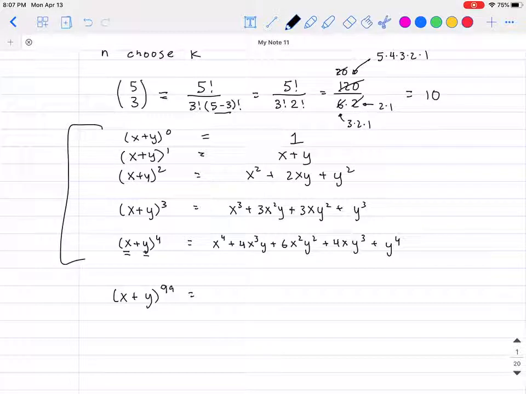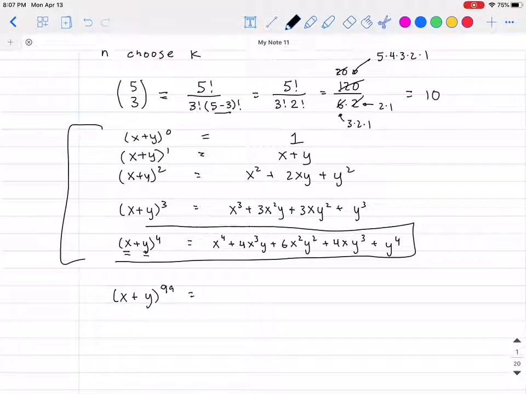So the first thing I want you to notice is, let's take this example for the time being, just as a kind of model. You'll notice that there is a pattern being generated here that's easily followed. The first term is x to the 4th. The second term is x to the 3rd times y. The third term is x squared y squared. The fourth term is x times y to the 3rd. And the last term is y to the 4th.